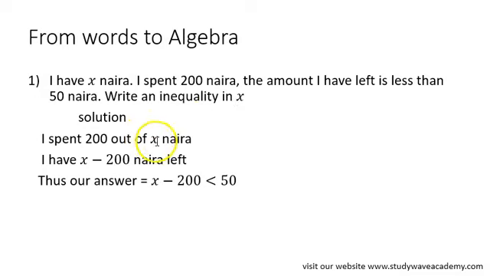So I spent 200 naira out of x naira. I have x minus 200 naira left. So it will be x minus 200 is less than 50 naira, because the amount I have left is less than 50 naira. That is what the words mean. So we have converted this statement to an algebra form: x minus 200 is less than 50 naira. I hope you understood this. Good. Now let's look at another example of going from words to algebra.